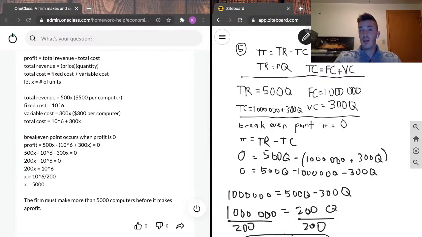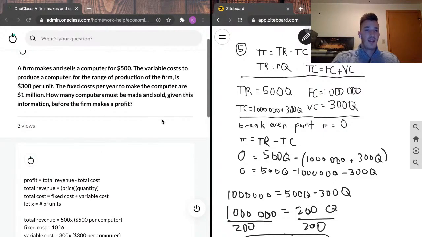Our profit equation is going to be profits are equal to total revenue minus total cost. Of course, total revenue is equal to the price of whatever we're selling, in this case computers, times the quantity sold of that thing. And our total cost is going to be made up of our fixed cost plus our variable cost, and our variable cost will increase with the number of units sold. From the question, we've got total revenue equals a price of 500 times Q, which we don't know at this point. Fixed cost of 1 million, variable cost of 300Q, and therefore total cost of the fixed cost plus the variable cost, or 1 million plus 300Q.